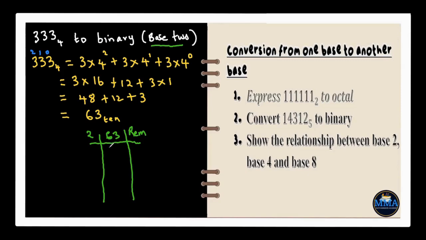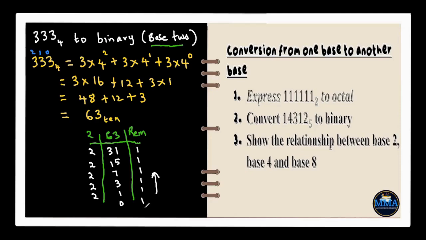It gives us 31, remainder 1. Divide 31 by 2, we have 15, remainder 1. Divide 15 by 2, it gives us 7, remainder 1. Divide 7 by 2, it gives us 3, remainder 1. Divide 3 by 2, it gives us 1, remainder 1. Divide 1 by 2, because 1 is less than 2, we drop 0 here and bring the 1 down here. And then we follow the arrow from down up.